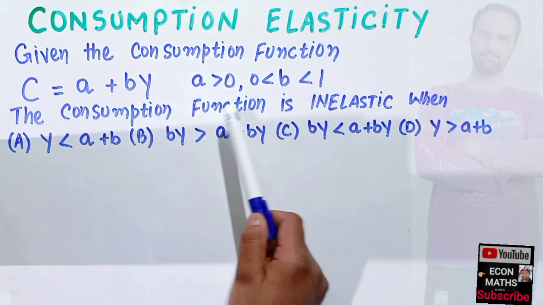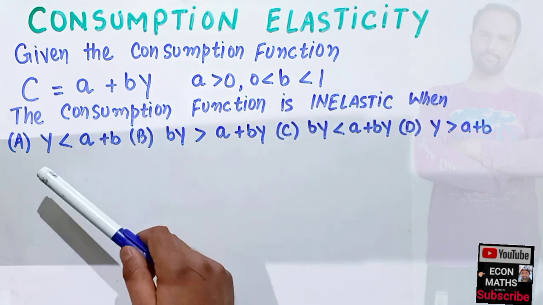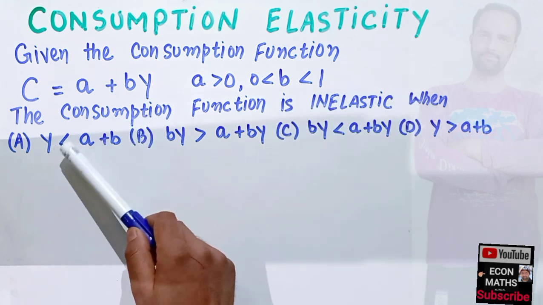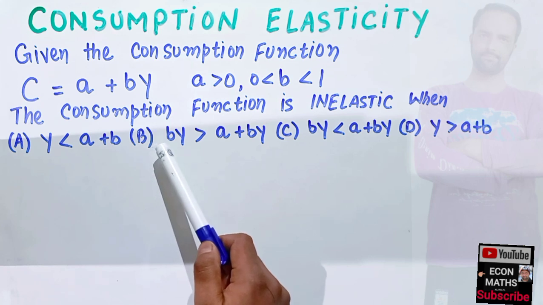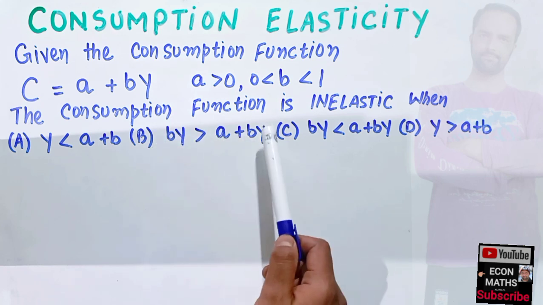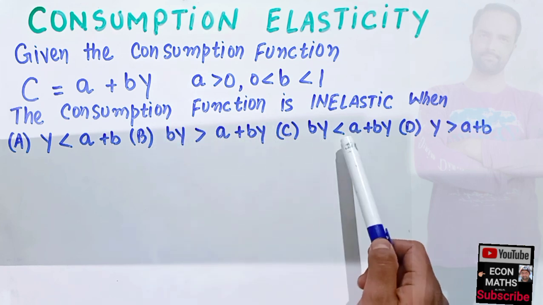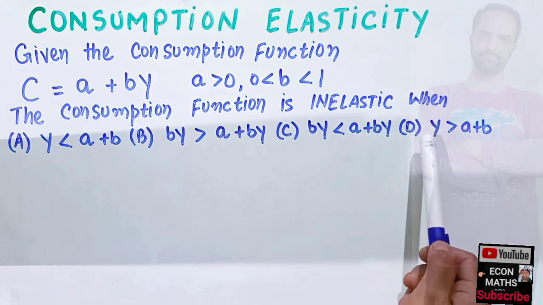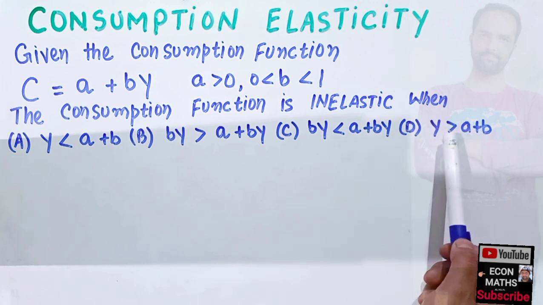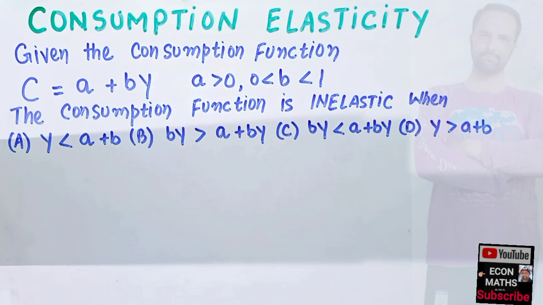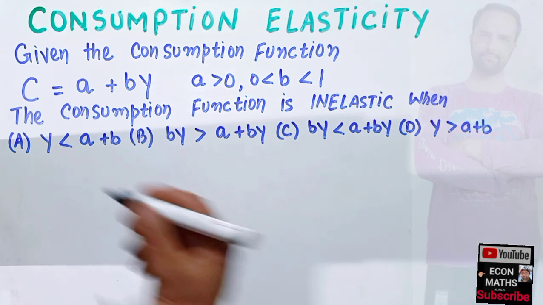The consumption function is inelastic when, the options being given to us: first, BY is less than A plus B; the second option is BY is greater than A plus BY; third option is BY is less than A plus BY; and the last option is BY is greater than A plus B. Okay, so let us see what we are being given.